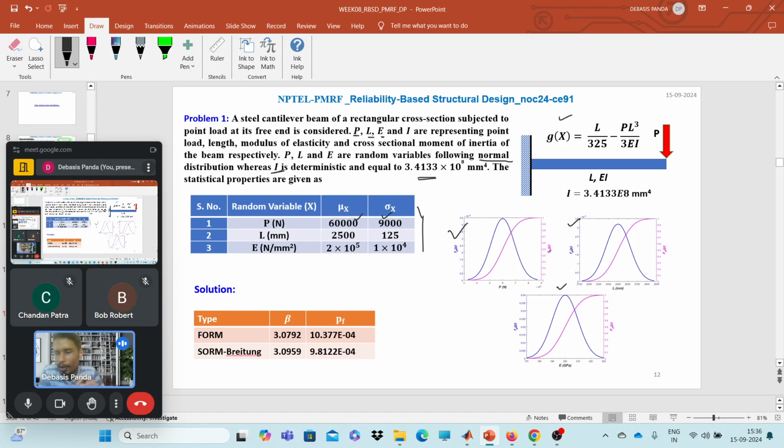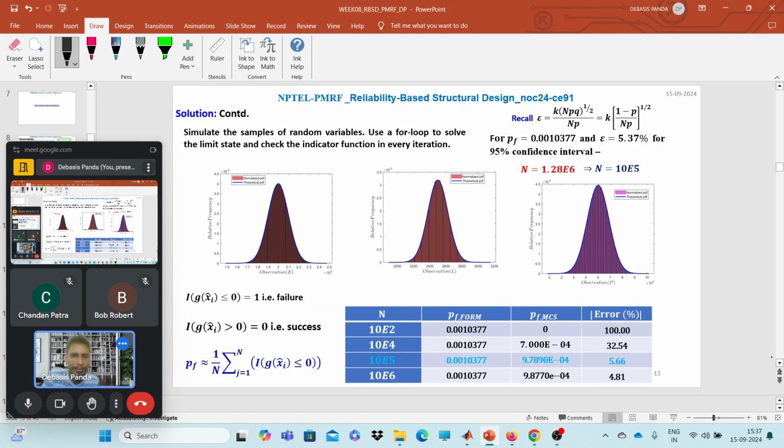So we have solved this problem and we get the result of beta and probability of failure. The probability of failure is 10.377 into 10 to the power minus 4 using FORM, the first order reliability method. And in the second order reliability method using Breitung approximation, we have the result 9.8122 into 10 to the power minus 4. Now let's see, if we perform the Monte Carlo simulation to achieve these results, how many samples we need to generate, and using these samples, are we getting the results? That is our main task.